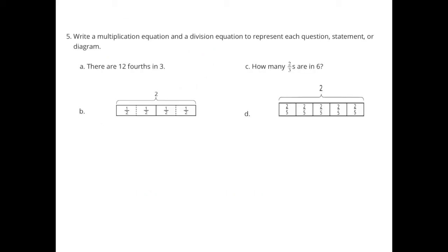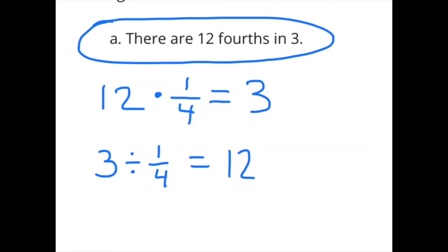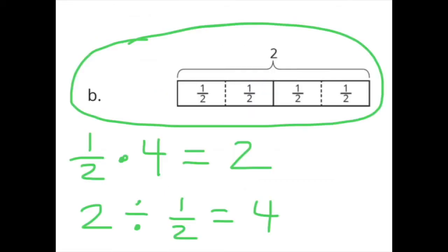Number 5. Write a multiplication equation and a division equation to represent each question, statement, or diagram. A. There are 12 fourths in 3. That would be 12 times 1/4 equals 3, and 3 divided by 1/4 equals 12. B. This diagram could be represented by 1/2 times 4 equals 2, or 2 divided by 1/2 equals 4.